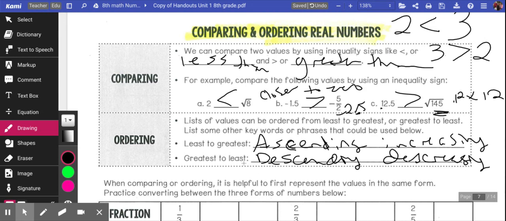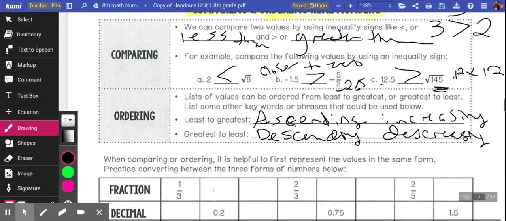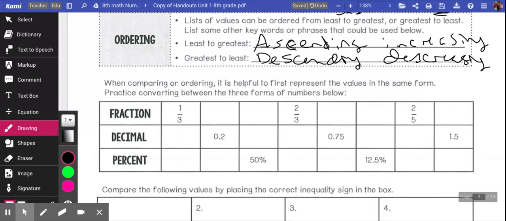So it's helpful to first put all the values in the same form. So let's practice. When you have a fraction and you may use your calculator, you're going to do 1 divided by 3, and that's going to be 0.3 repeating. And then remember, you can either times it by 100 or you move it over twice. And so it's going to be 33. And since it's repeating, there's going to be another 0.3 repeating percent sign.